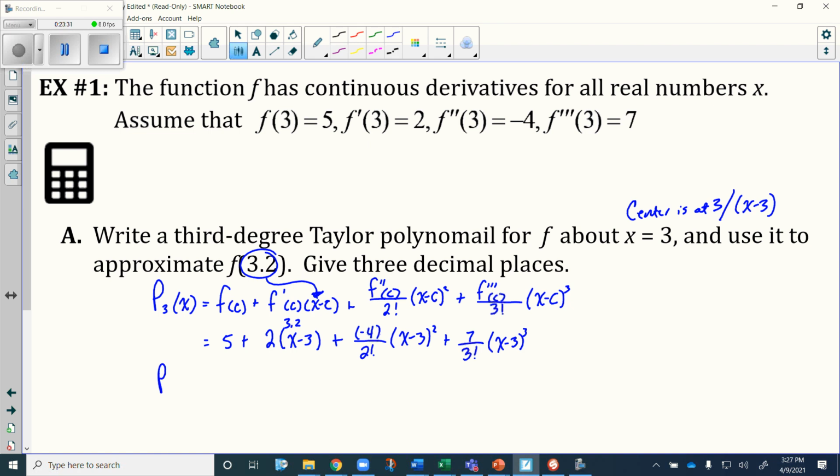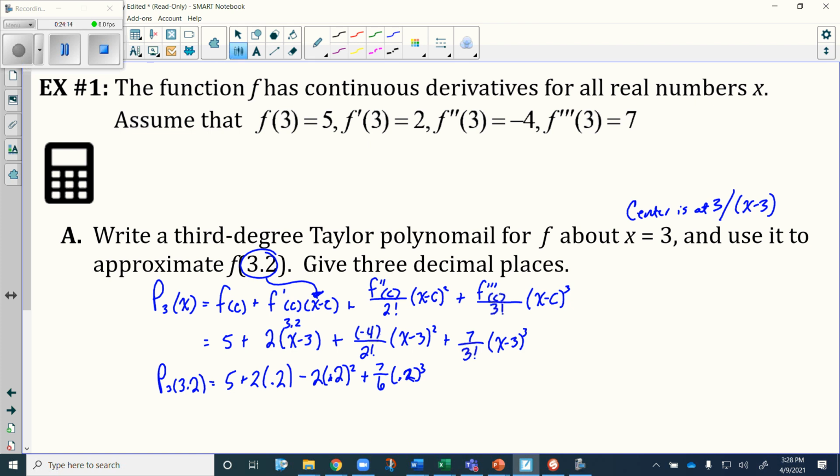We're going to say the third degree Taylor polynomial approximation of 3.2, in this case, will be 5 plus 2 times 0.2. We take the difference of 3.2 minus 3, minus 4 over 2 factorial, that'll just be minus 2, so minus 2 times 0.2 squared. 7 over 3 factorial doesn't really simplify. That would just be plus 7 over 6 times 0.2 cubed.